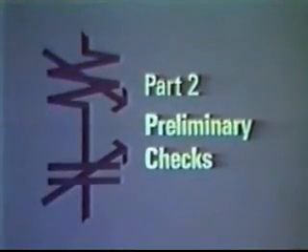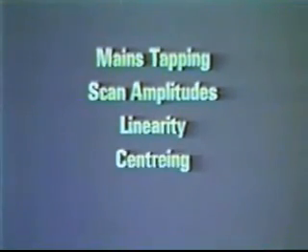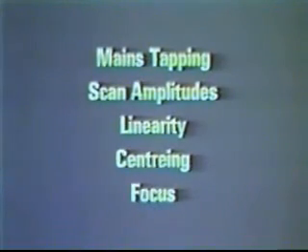From the signal reception outlined in Part 1, we move to preliminary checks and adjustments in Part 2. The procedure outlined in this and the following parts may be useful as a general guide. First, routine checks such as the setting of the mains tapping, proper scan amplitudes, linearity, centering and focus should be made. Any subsequent alterations to the shape of the basic black and white picture are liable to have a detrimental effect on the quality of convergence.